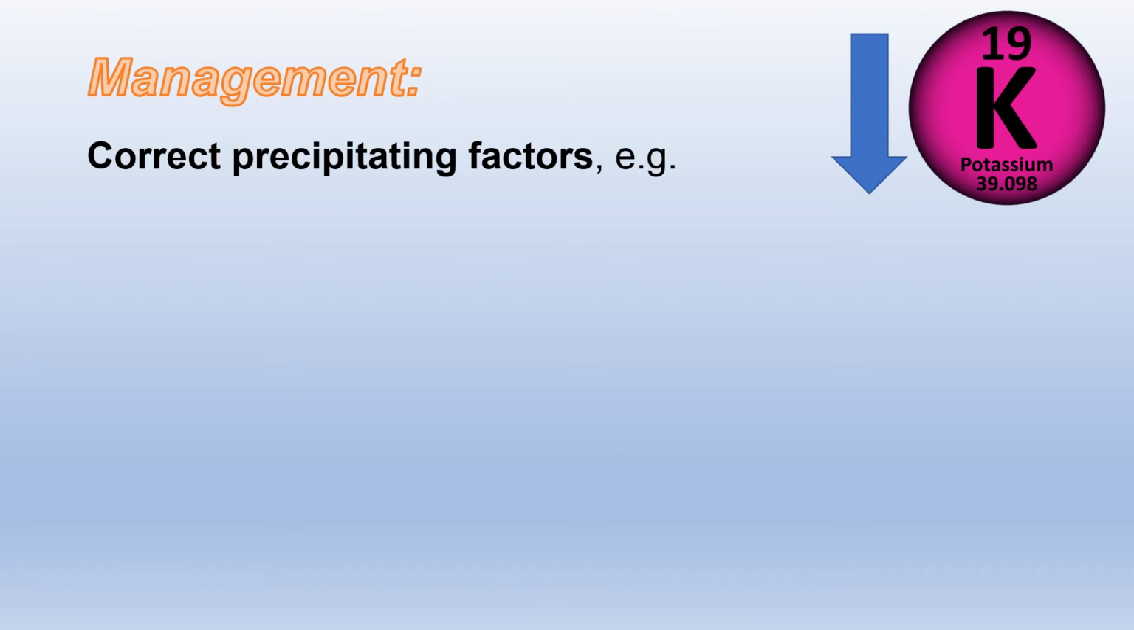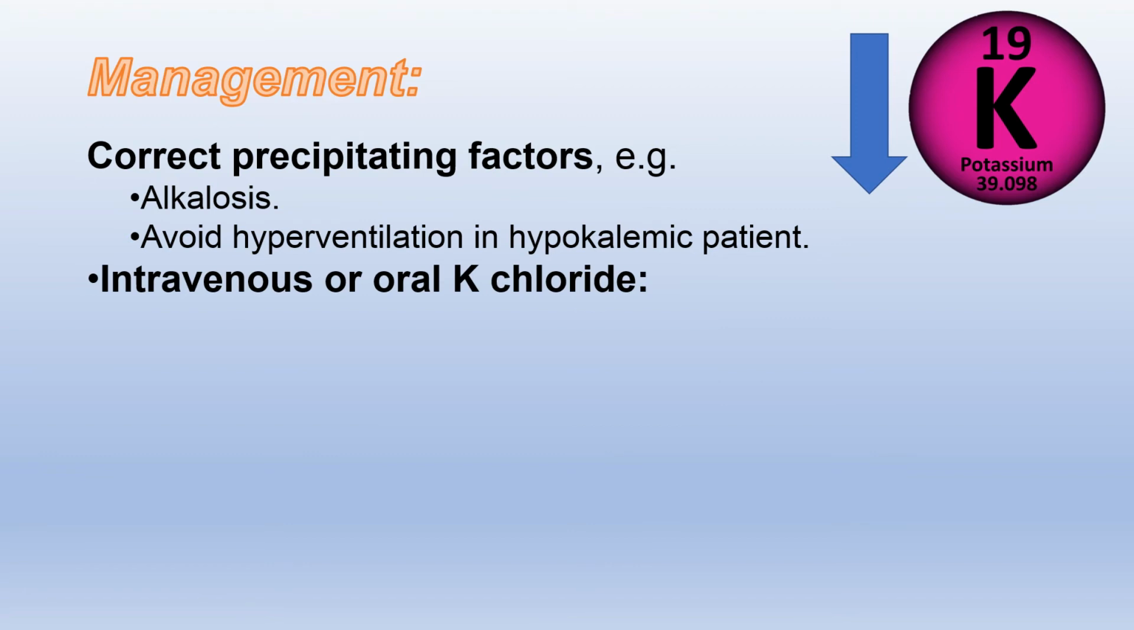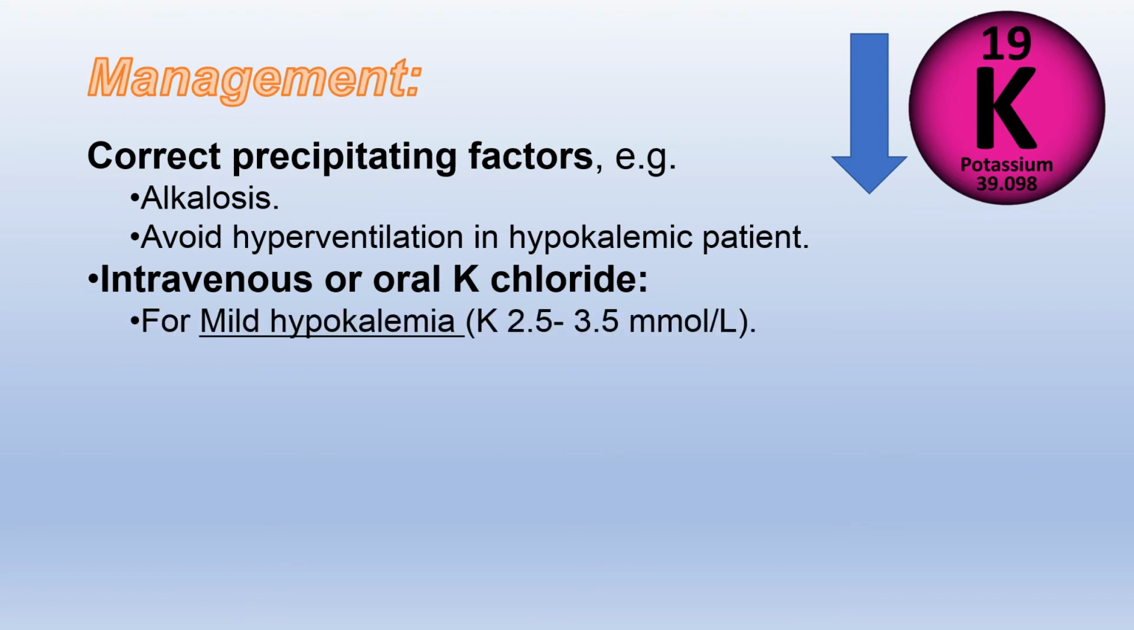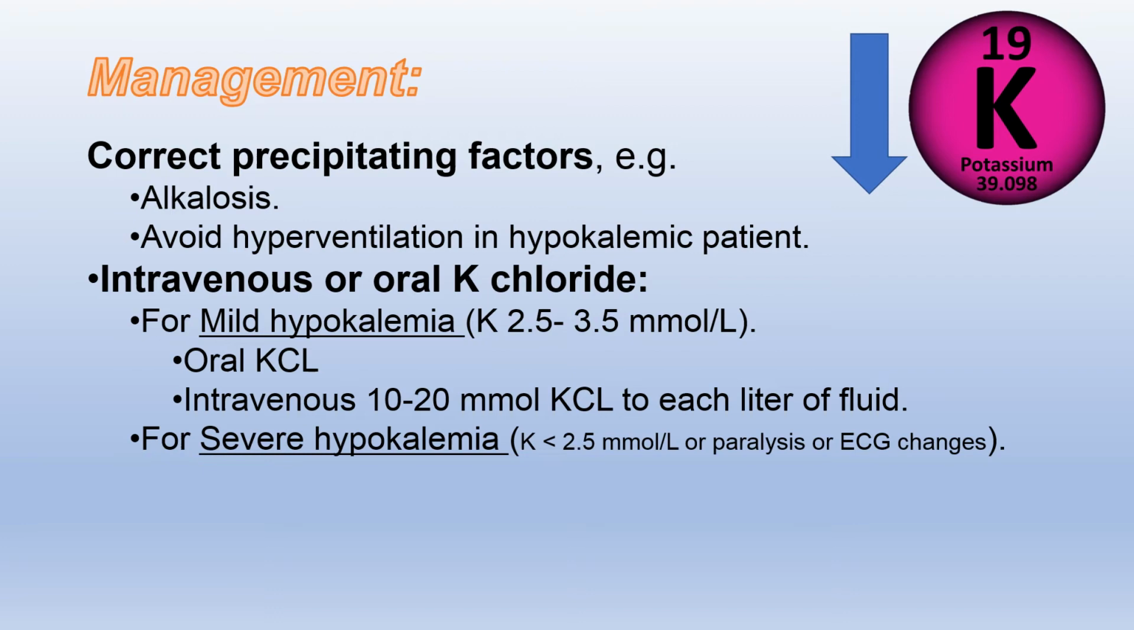Management: correct the precipitating factor, for example alkalosis; avoid hyperventilation in a hypokalemic patient. Intravenous or oral potassium chloride for mild hypokalemia, potassium 2.5 to 3.5 millimole per liter: oral potassium chloride, or intravenous 10 to 20 millimole potassium chloride to each liter of fluid.